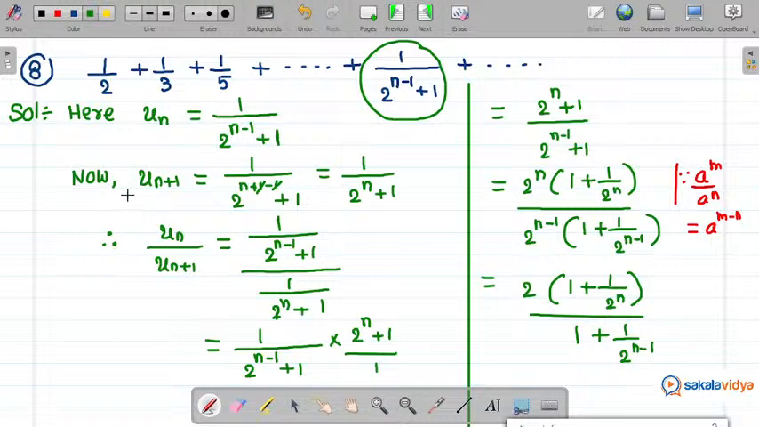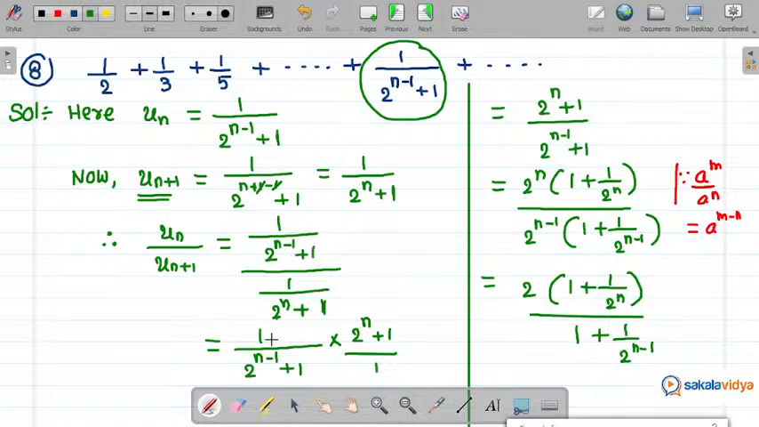So that means now in order to apply the D'Alembert test, we need to find out un plus 1 value. In the place of n, replace n plus 1. 1 by 2 power n plus 1 minus 1 plus 1. Minus 1 plus 1 got cancelled. 1 by 2 power n plus 1 we will get. First let us simplify un by un plus 1, which is equal to 1 by 2 power n minus 1 plus 1, divided by 1 by 2 power n plus 1. Right.